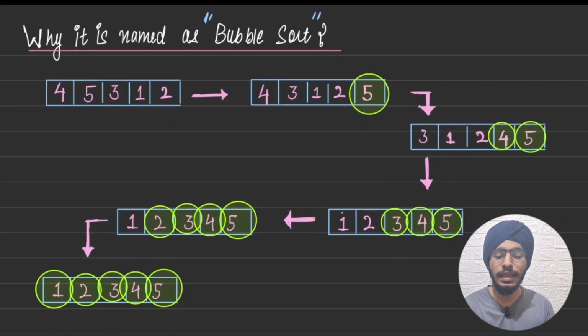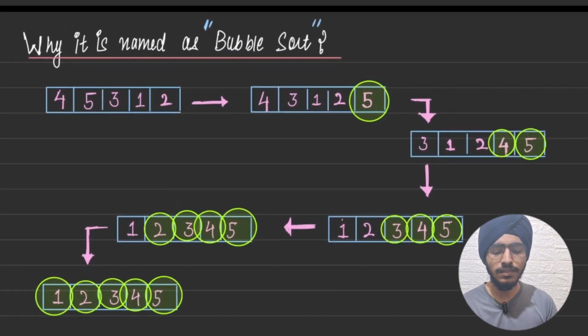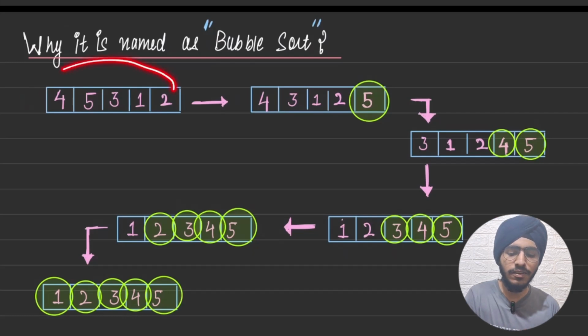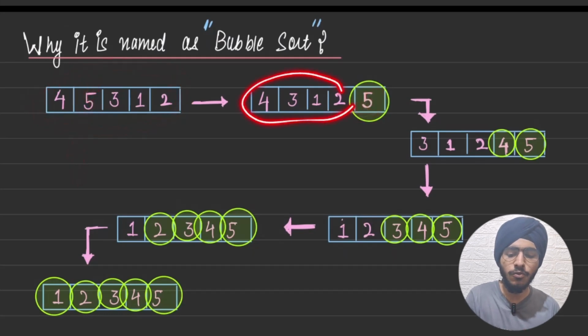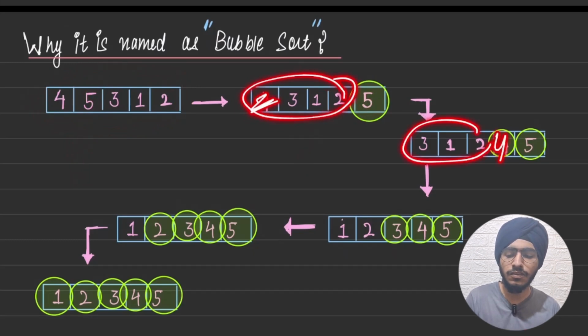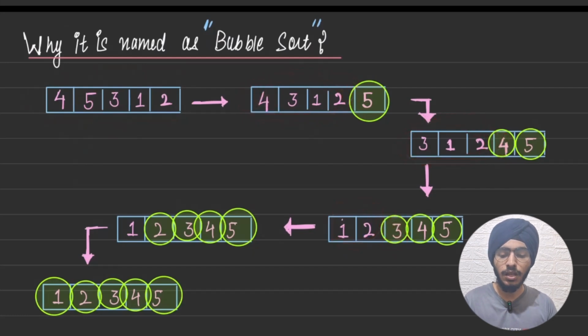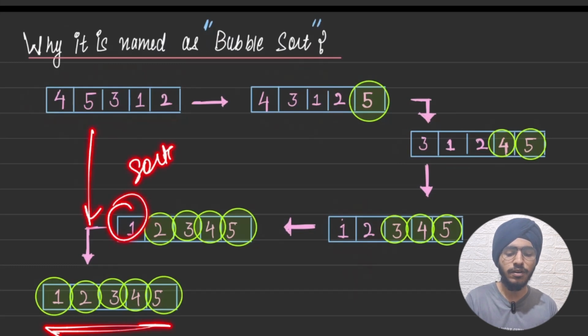So let's understand why it is named bubble sort. Let us consider an array 4, 5, 3, 1, 2. In bubble sort, whatever is the maximum element in one iteration, that is 5, will come at the end. Now remaining are 4, 3, 1, 2. Now the second maximum element 4 will come at the end, remaining are 3, 1, 2. Now the third maximum element 3 will come at the end, remaining are 1, 2. Now the fourth maximum element, that is 2, and remaining is 1. So in this way we can see our array is sorted.